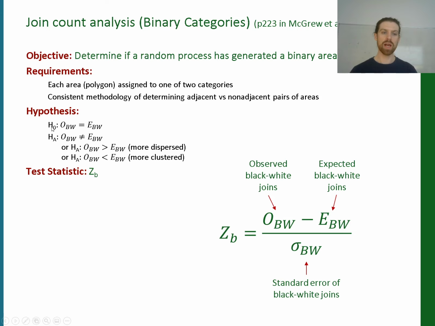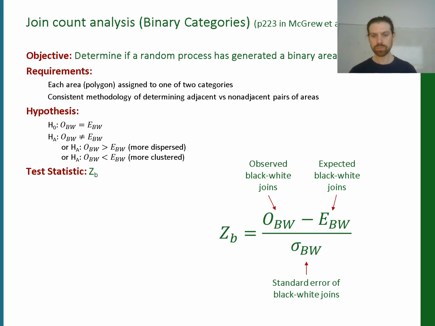So the null hypothesis here would be assuming that the observed joins of our black and white polygon areas, which is the way that it's traditionally done within the literature, is basically equal to the expected number of joins that we would have between those black and white polygon areas, okay? The alternative hypothesis obviously would be that there's some sort of significant difference here. So they're quite significantly different, and it could be two-tailed, so we don't know whether it's larger or smaller, or we could have an alternative hypothesis that's directional, so one-tailed, so more dispersed or more clustered, whatever.